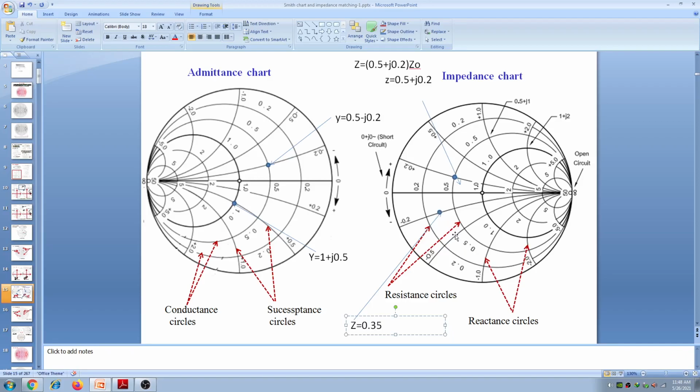Okay, because it may be like this. If you draw one more circle, it may pass like this. What is the resistance value? You read from here, 0.2 here, 0.5. If the circle passes here, then 0.35 like this.